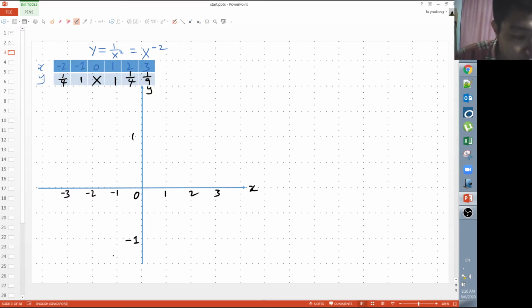Alright, so what you need to do here is when it's -2 is 1/4. 1/4 is somewhere here. And when it's -1, you should get 1. Okay, 0 undefined. 1 is 1. 2 is 1/4. 3 is even smaller, so it's somewhere here. Right? So I hope you can see the trend. So for -3, you will get 1 over 9 as well. So right. So what you need to do here is connect the points.